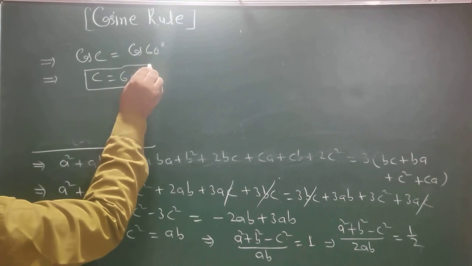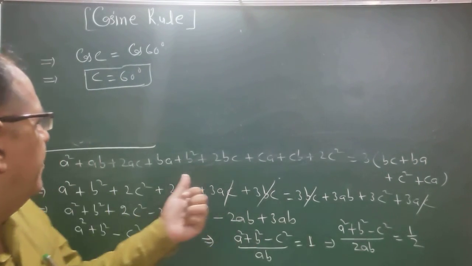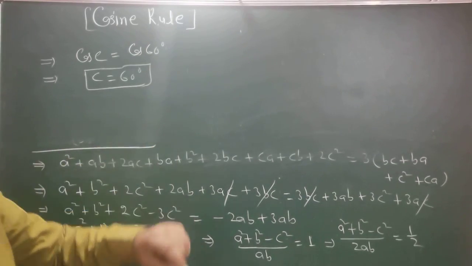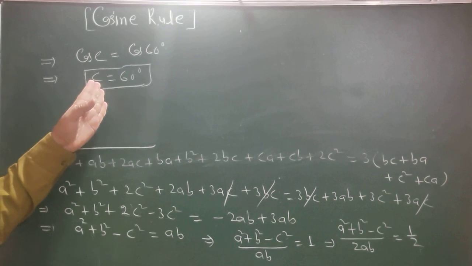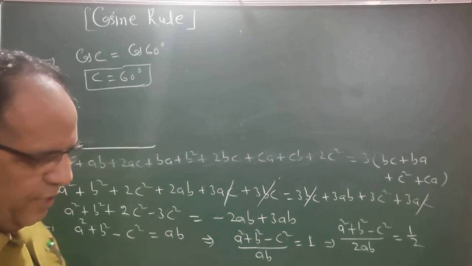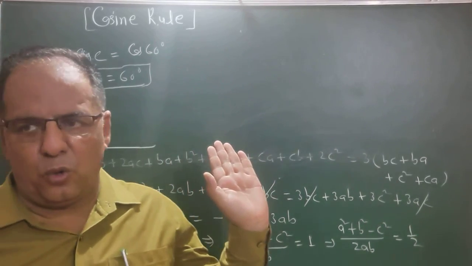So this is the proof of the question, in which we want to prove, if 1 upon b plus c plus 1 upon c plus a equal to 3 upon a plus b plus c, then angle C equal to 60 degree. In the next video, we will discuss some more problems based on the cosine formula.